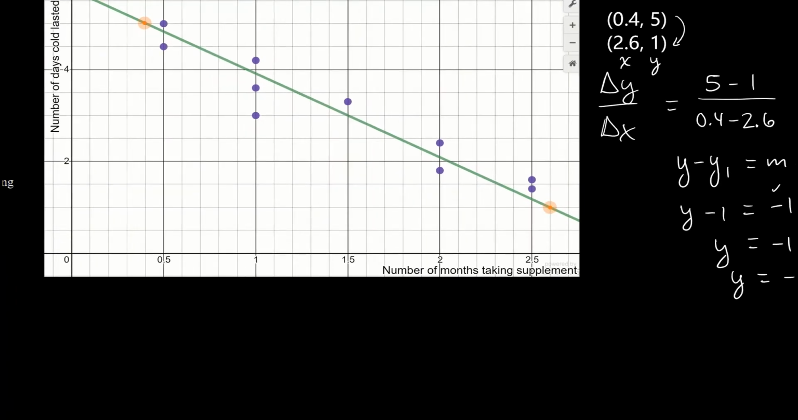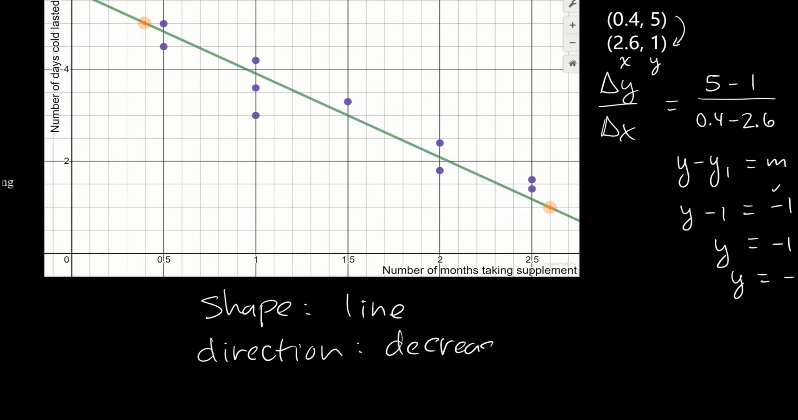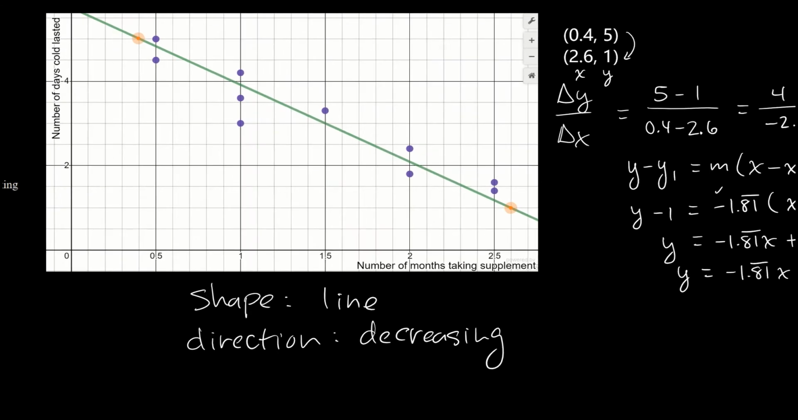So that's an important thing. Shape. So this is my description of it. Shape is a line. It's linear. Direction, it is decreasing. As my x values get larger, my y values are getting smaller. Outliers, I don't think I would say none. Outliers, none. I don't see any here.